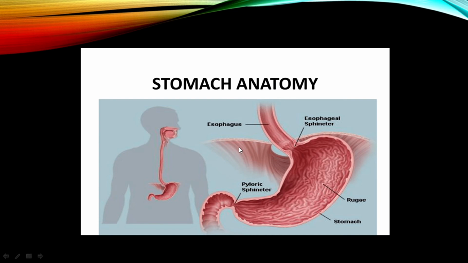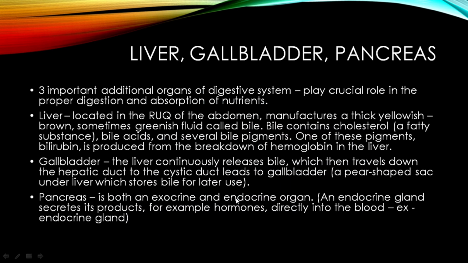The anatomical diagram of the stomach. So this is the esophagus, esophageal sphincter. The folds inside the stomach are known as the rugae. This is the stomach area, and this is where it gets attached to the small intestine's first part. This area is known as the pyloric sphincter.